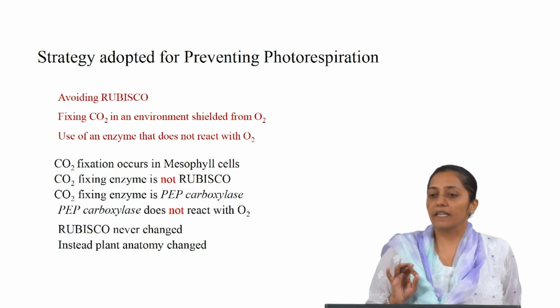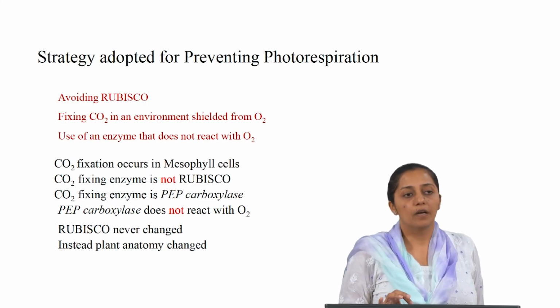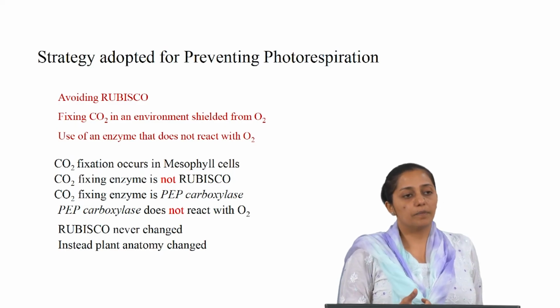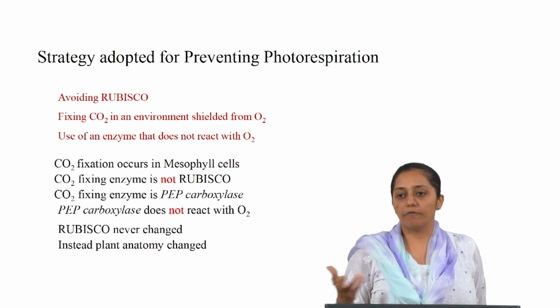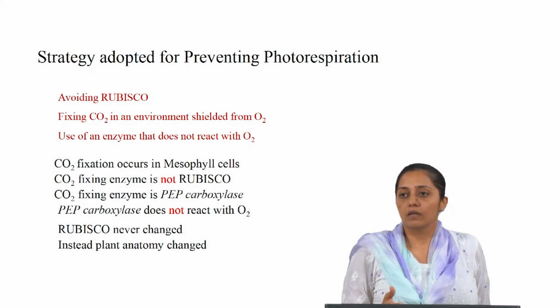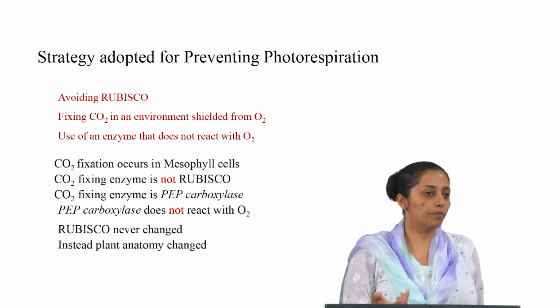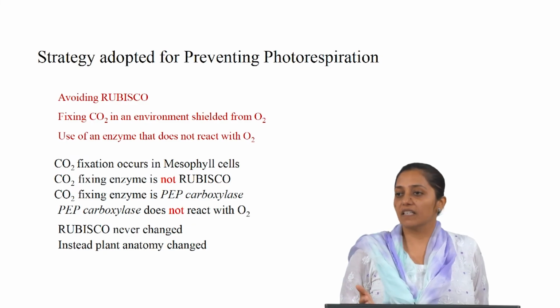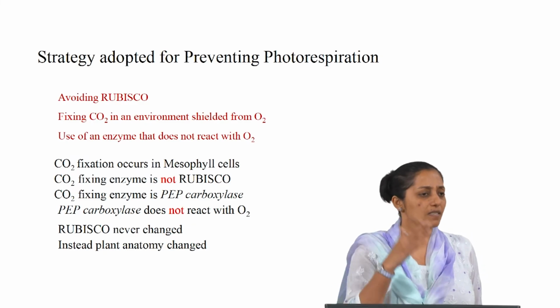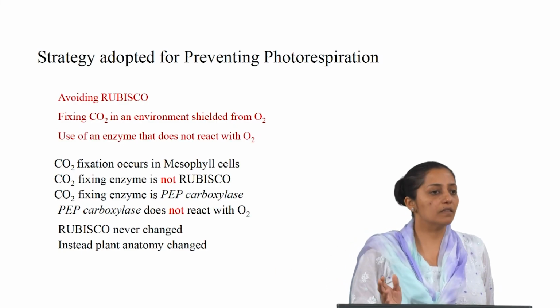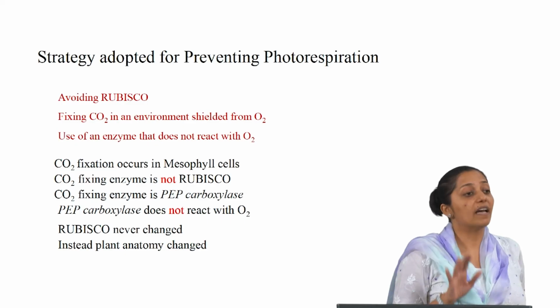So, what strategy in nature could be applied to prevent this process, photorespiration? Either the plant should avoid rubisco, and there should be another enzyme to carry out CO2 fixing, or the CO2 should be fixed in an environment shielded from O2. That could be another choice. The third choice could be the use of an enzyme that does not react with O2, which is the same as the first: do not use rubisco, use another enzyme which does not react with O2. So, this is what happened.